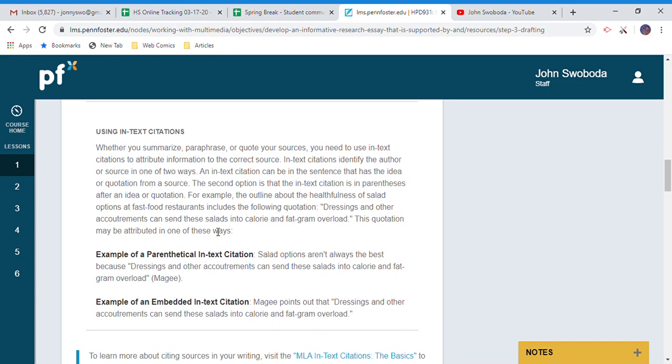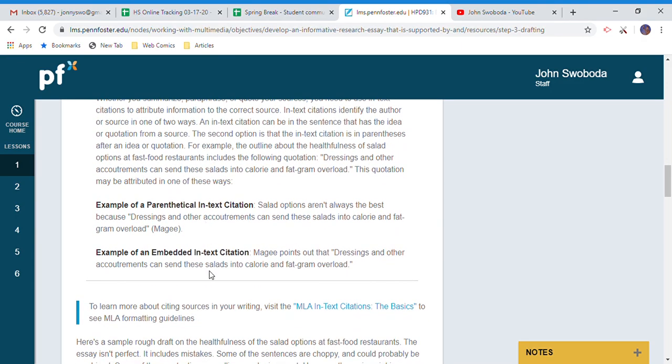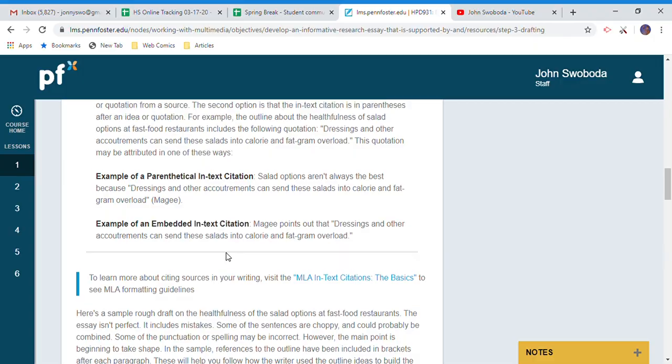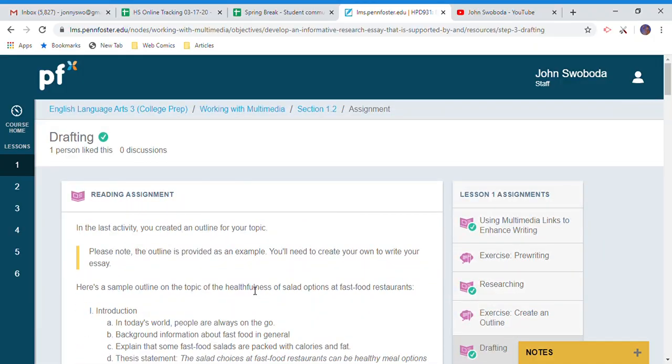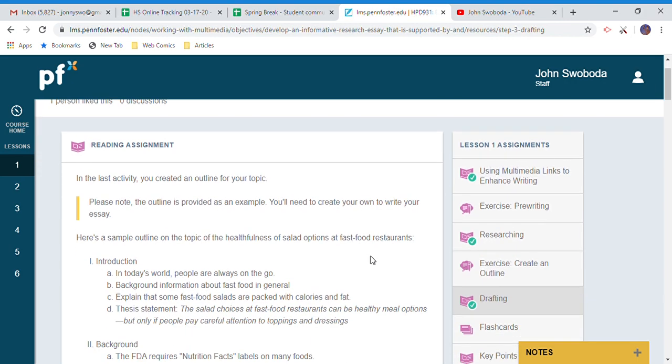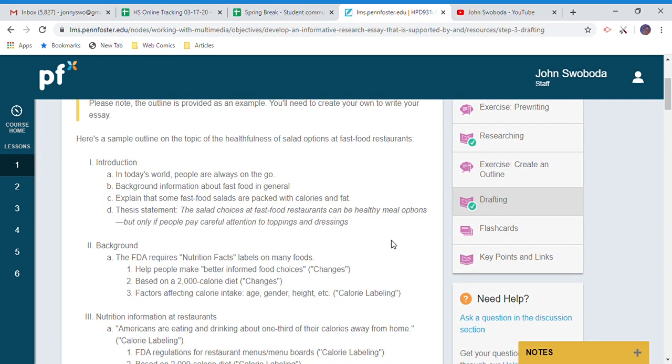What else do we have? Using in-text citation. Yeah, I'm going to do a whole video on how to write an essay with MLA citations. Okay, so I'll come back to that later. I'll put it into all the Englishes.